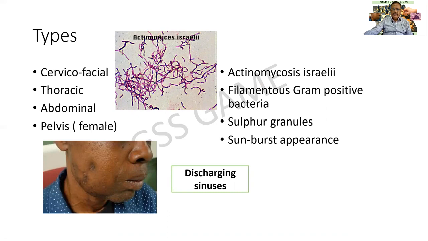Clinically, the patient can present with discharge of sulfur granules, and there can be a sunburst appearance. In this picture, I am finding a few sinuses which have healed. These are the discharging sinuses, classical of actinomycosis.